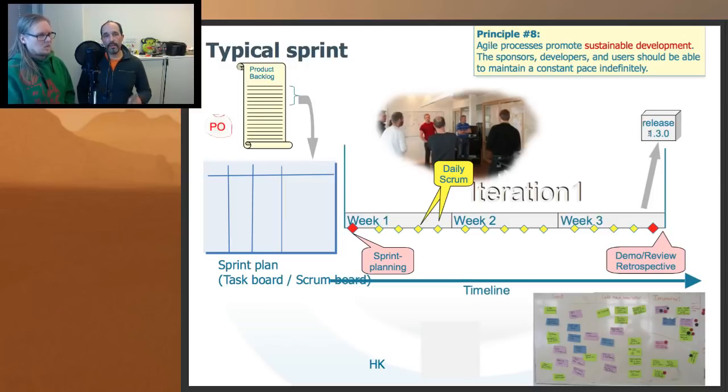Maybe the second thing you might really remember from here is that in a software project, the most important tool is the developer. So you want to keep that tool in shape. In my opinion, this principle 8 is the most important agile principle.